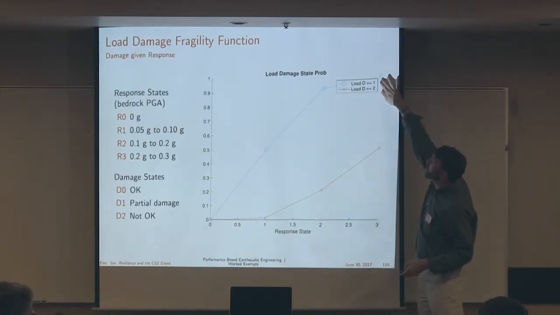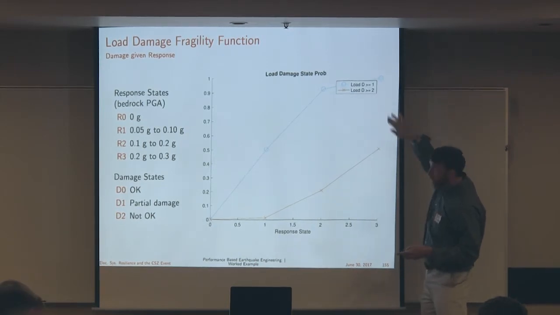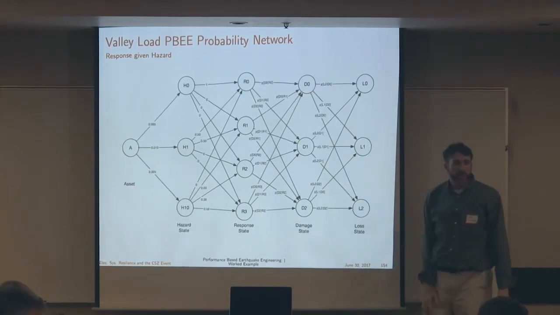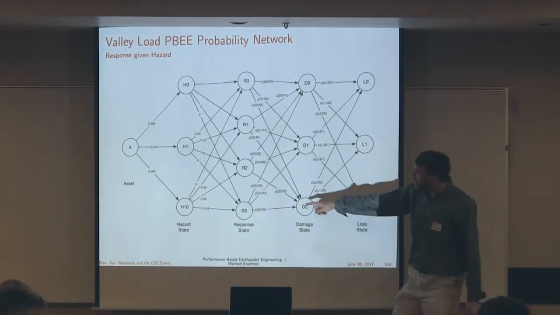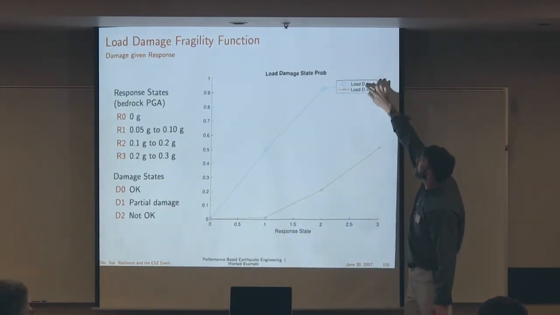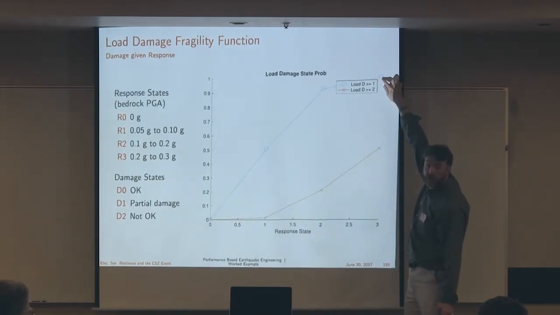There's a 100% chance that I'm 1 or greater, so there's no chance that I'm going to damage state 0. In other words, if I experience the most shaking, there's no chance that I'm not damaged. This one is going to be 0. There's a 100% chance that I'm in 1 or greater, 0% chance I'm 0.